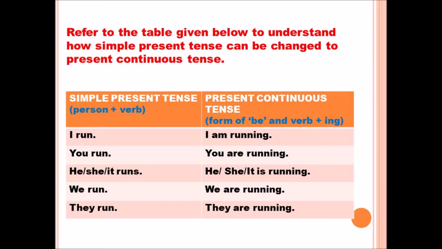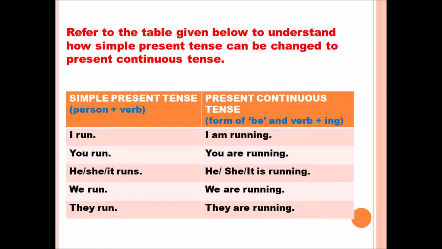For singular forms we use am or is. But am is used only for I, and is is used for he, she, it. Here we are running, and then they, it's also a group of people, so it is a plural form, they run. And how is it changed to present continuous? They are running.